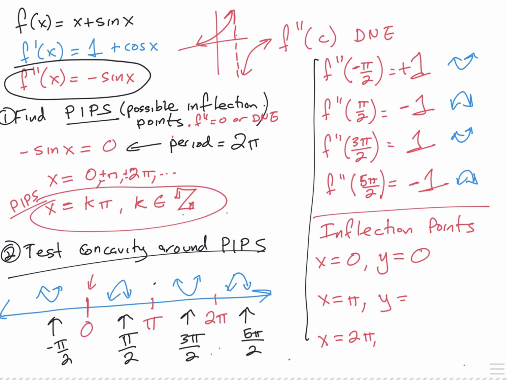Zero. Wait, definitely original function? Excellent question. Where am I plugging it into? Original. I'm plugging it into the original, right? Why? I'm looking for the y value, exactly. So notice this one is not 0, it's pi, right? Because the original function is x plus sine of x. So sine of pi is 0, but it's x plus sine of x. So, and then what about at 2 pi? 2 pi.